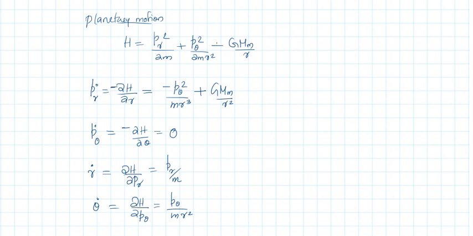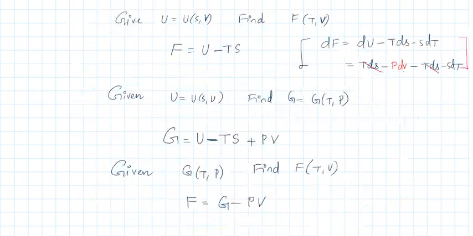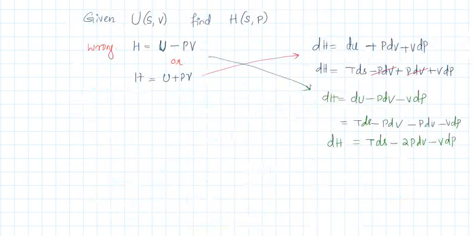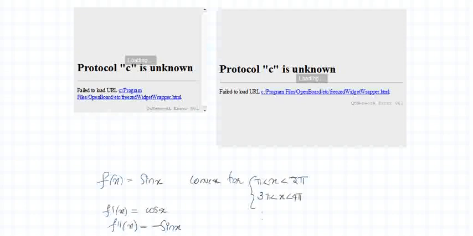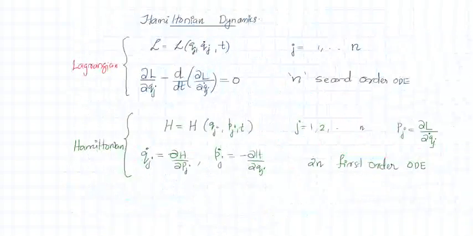So this is all about Hamiltonian dynamics. I explained how we can obtain the Hamiltonian from the Lagrangian. It is through Legendre transformation, and what are Hamilton's equations, and what is the basic idea of writing Hamilton's equations instead of Lagrange's equation. Okay, thank you.